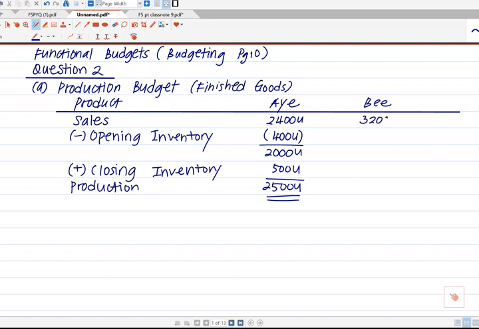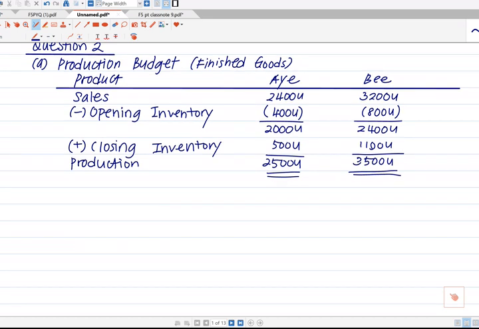Budgeted sales 3,000. At the beginning we already have 800. So by right we just produce 2,000. But we need to increase production in order to keep closing. So what is the closing inventory? 1,001. So what do we have? 3,500.